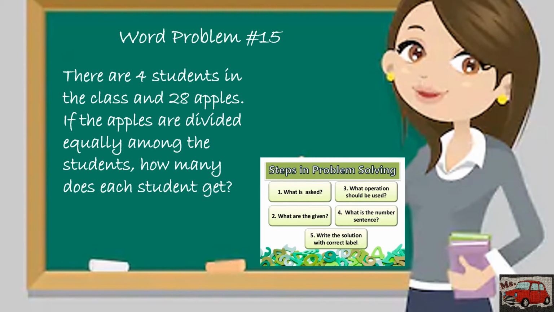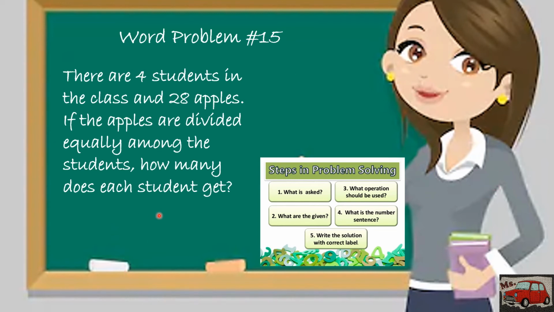Word problem number 15. There are 4 students in the class and 28 apples. If the apples are divided equally among the students, how many does each student get? So let's use these steps to answer this problem. First, what is asked? So the question is, how many does each student get? Or ilan daw yung nakuha ng bawat estudyante? Second, what are the given? So we have 4 students in the class and then 28 apples.